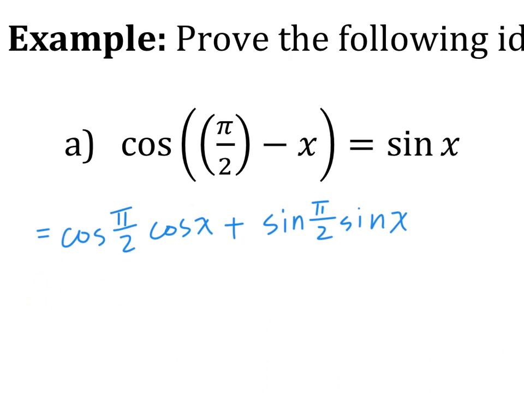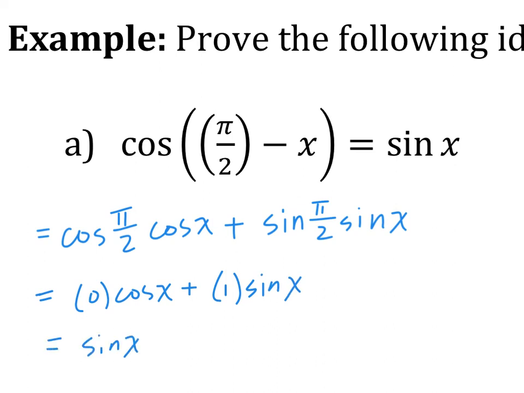Okay, the next thing we're going to do is evaluate. What is cosine pi over 2? 0. So this is 0 times cosine x. And then what is sine pi over 2? 1. Therefore, it is sine x. Yes? No?